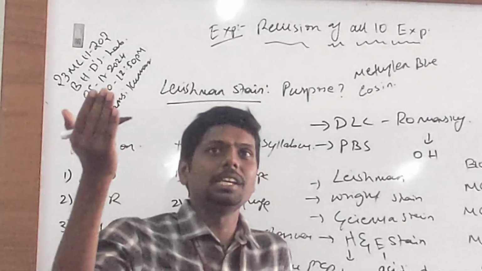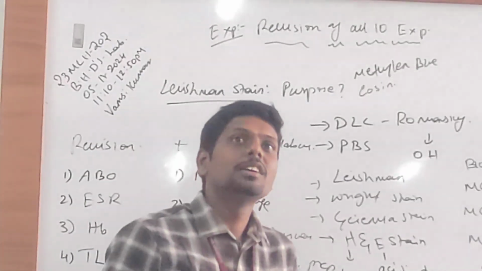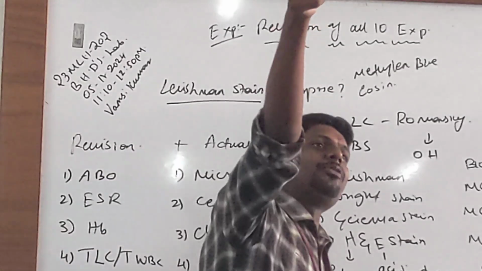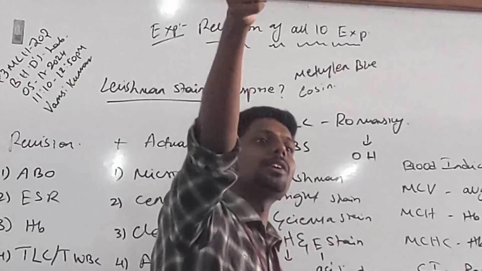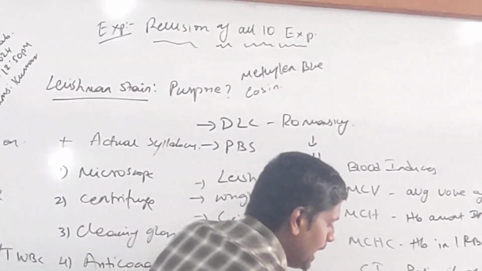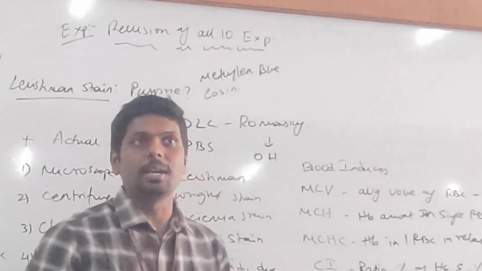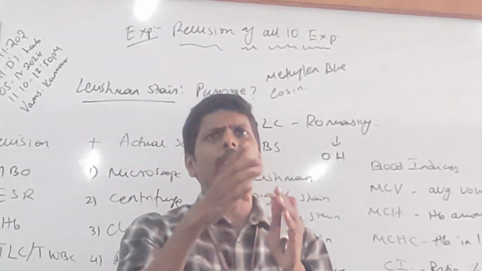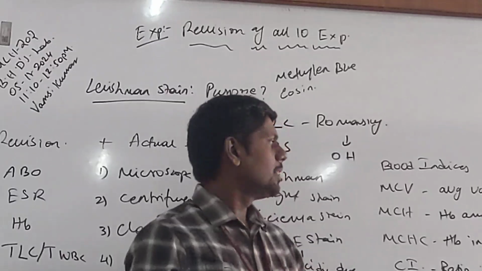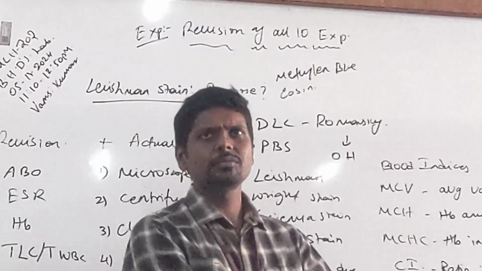Any more reasons? Everyone clap for this, very good. MCV might be reduced because it is the volume of the red blood cell. Overall, on average, volume might be reduced. Very good. Any other reasons?